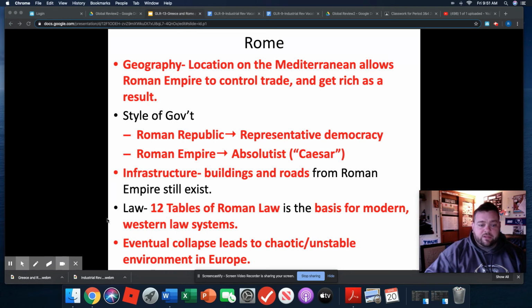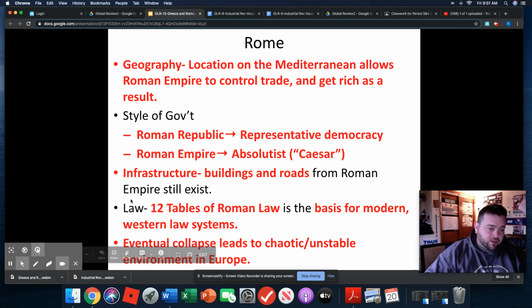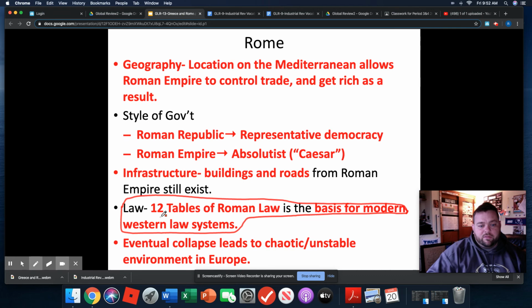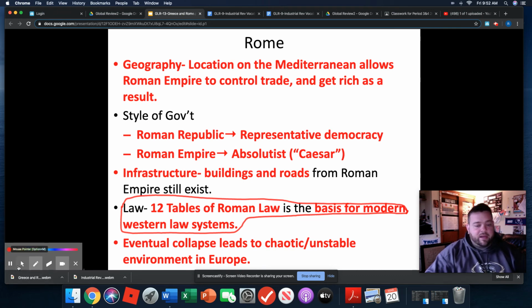The other thing we need to know about them, maybe most important of all, is this: the 12 Tables of Law is their law system, and it is important because it is the basis for modern Western law systems. This is probably the most popular topic that the state will ask about when it comes to Rome, their idea of government by law. They love this. So this is a thing that we absolutely must know. All right, so make a note of that.